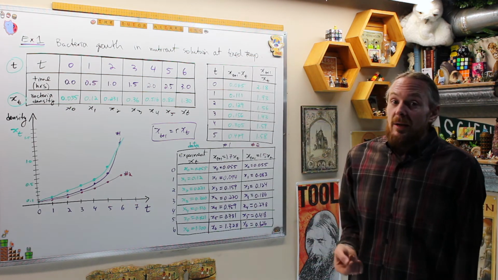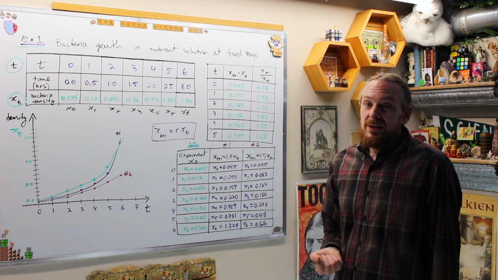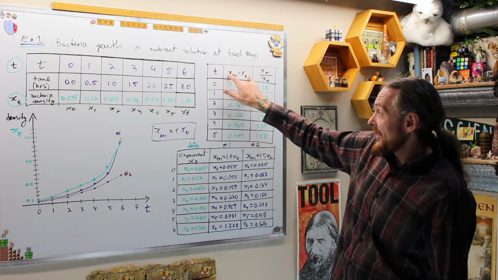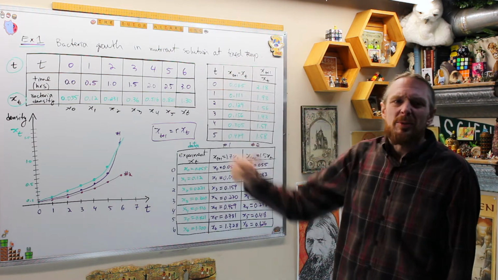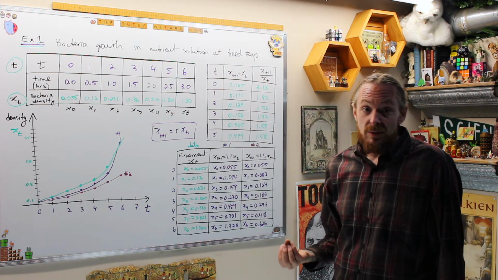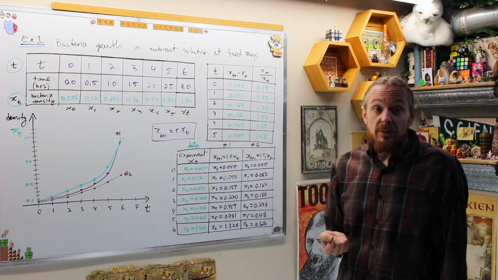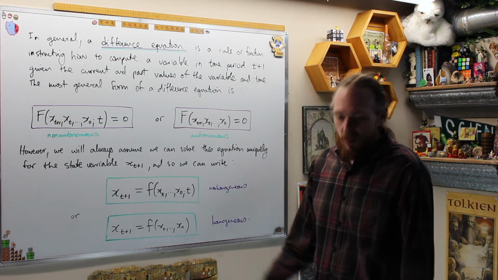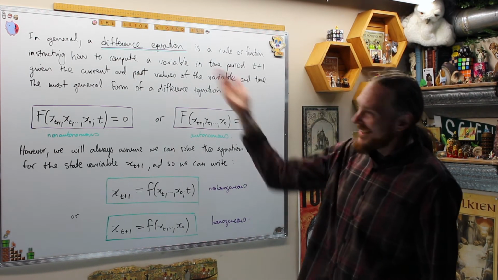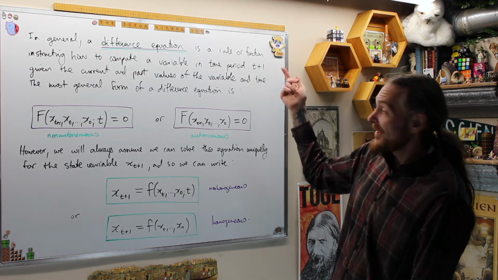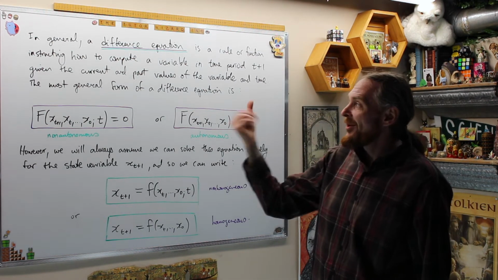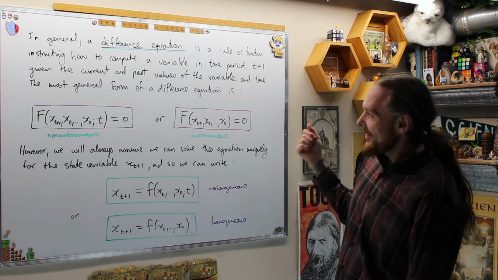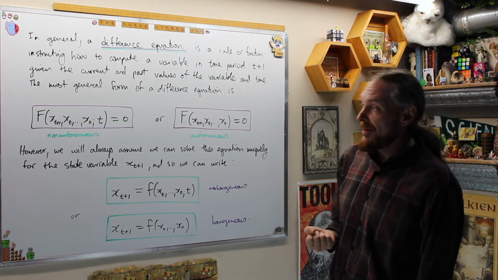And of course, what we're going to do in general is try to model these things with recurrence relations, or what we're going to call difference equations. We can set everything up in this form for simplicity, and to relate them to recurrence relations, we're going to put them in a slightly different form. Let's give the general definition of a difference equation. From example 1, we get the idea of what we want to call a general difference equation. In short, a general difference equation is a rule or a function which instructs how to compute the variable in time period t+1 given the current and past values of that variable and time.